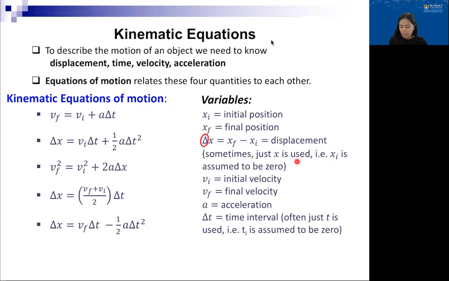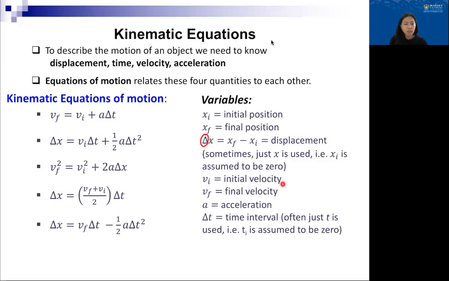Sometimes you will see that only x is used. In this case, xi is assumed to be 0. So especially when you're looking at a problem and you do not see a value for xi, you can assume that the starting point for the object is 0. It's at the origin, so you can say that xi is 0, and delta x is just xf, the final position.